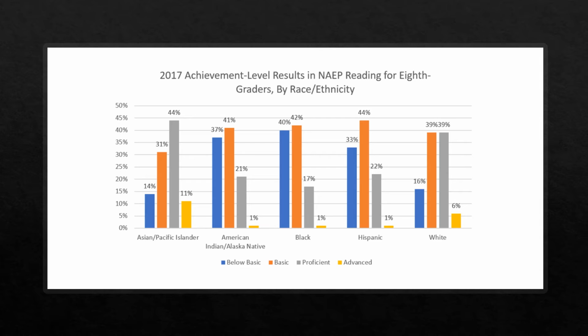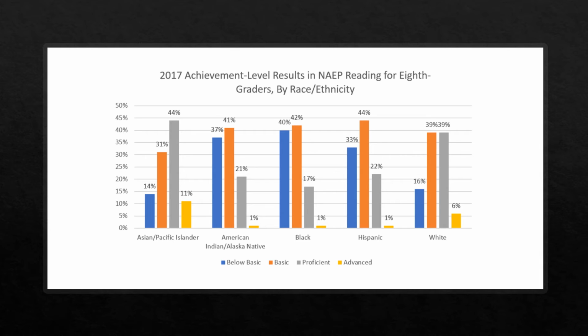If you would take a look at the center of the graphs, this is the totals for the Black community. If you take a look, 40% of Black children are performing below basic. This means that they are performing below grade level. 42% are performing on a basic level, and that is one of the highest presented on the chart.